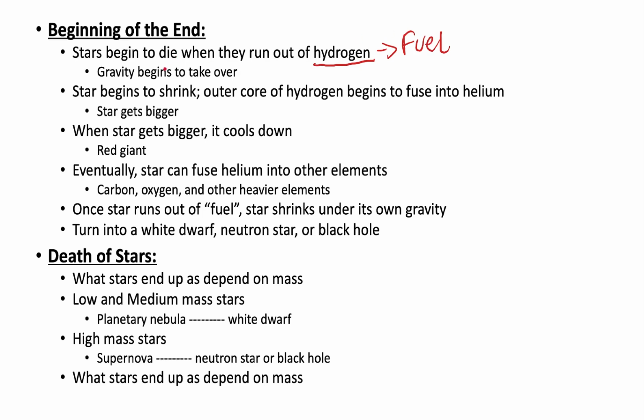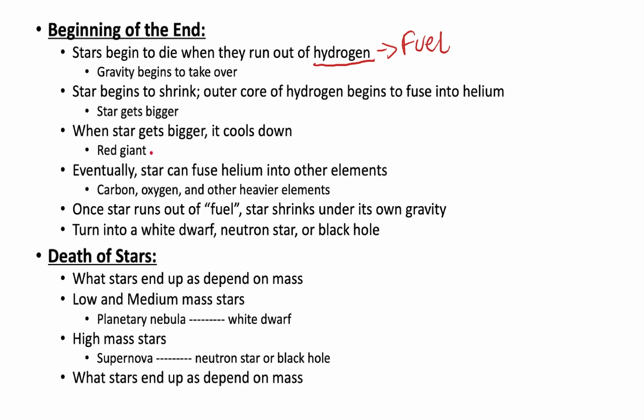Now, gravity begins to take over when this happens. The star then begins to shrink. The outer core of the hydrogen then begins to fuse into helium. The star gets bigger, and when it gets bigger, it starts to cool down, and then it becomes a red giant.